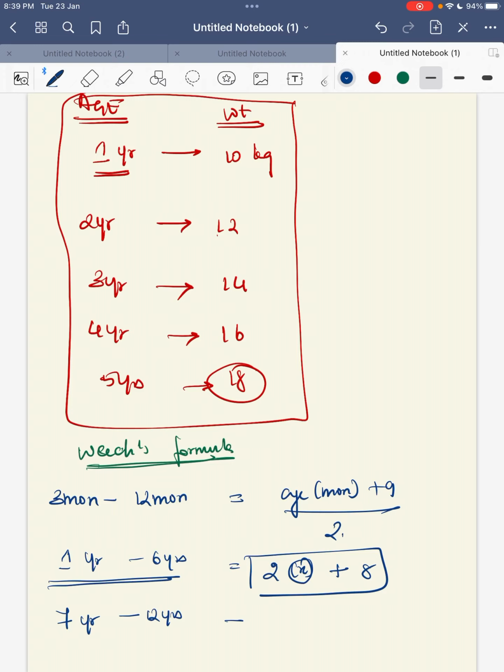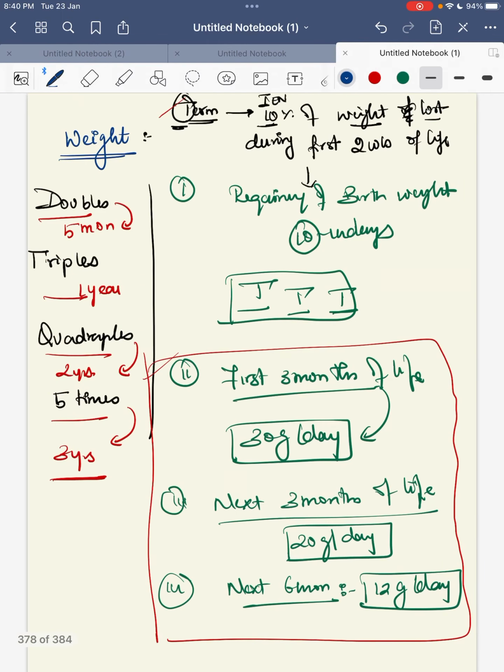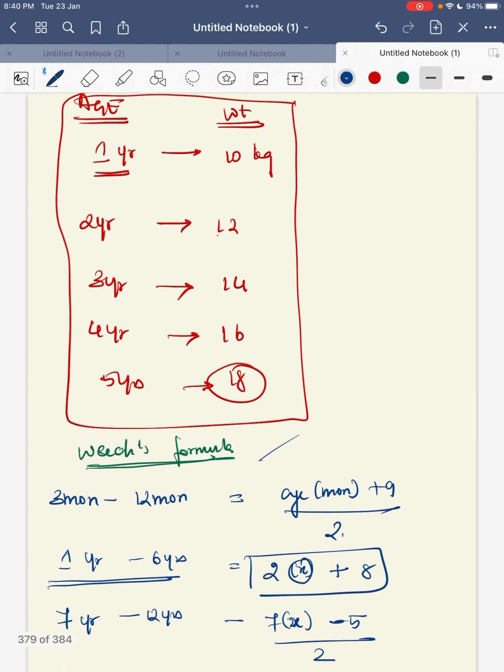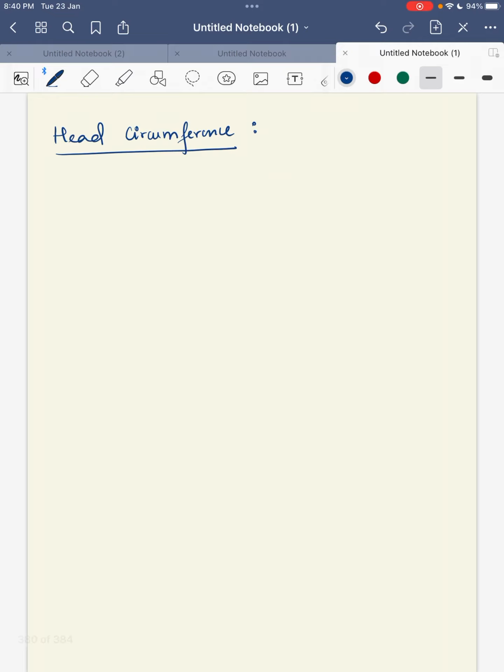Next, for a child between 7 years to 12 years of age, it is (7x minus 5) divided by 2. X is the age of the child in years. Okay, so this is the formula. For 3 months to 12 months, it is age in months plus 9 by 2. For 1 to 6 years, it is 2x plus 8. For 7 to 12 years, it is (7x minus 5) by 2. So this is about the weight calculation and the weight gain of the child from birth.